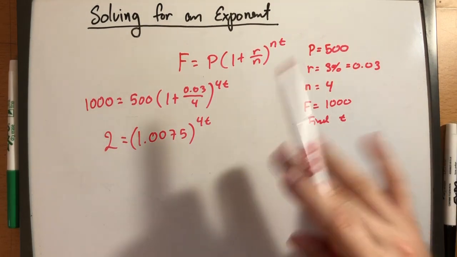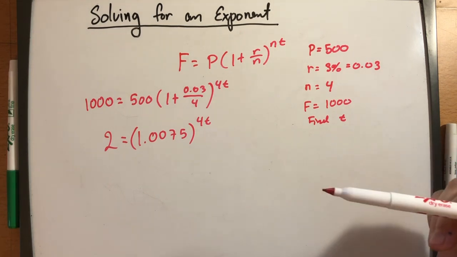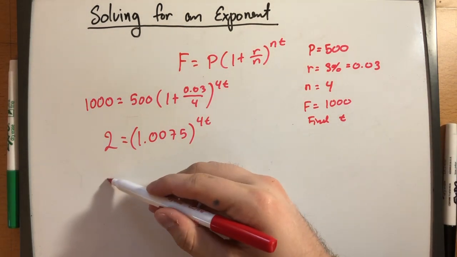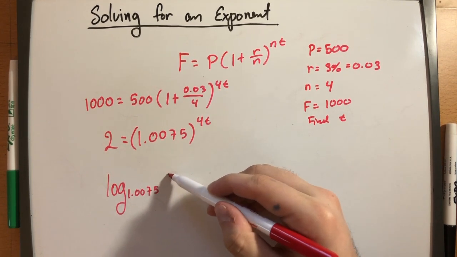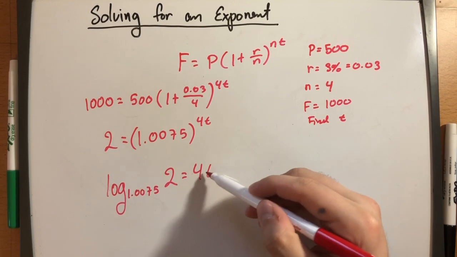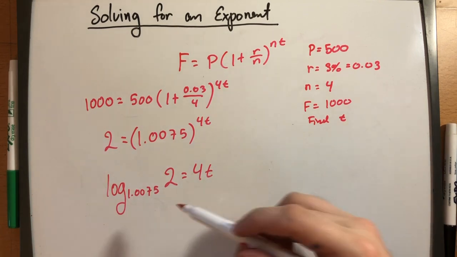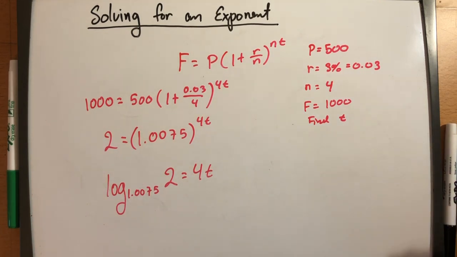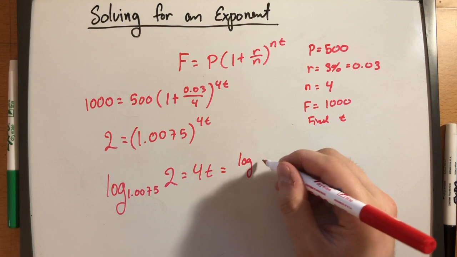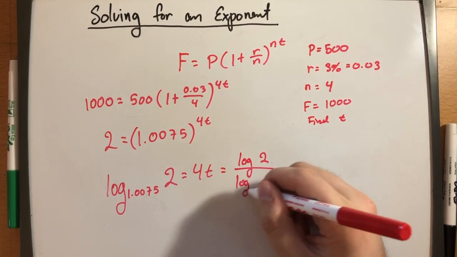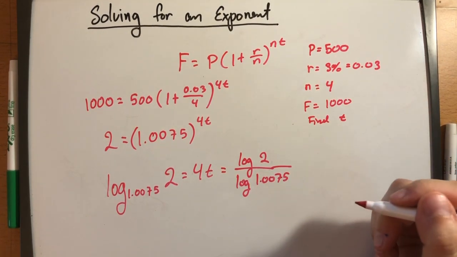Now we have everything. There's nothing else we can do to simplify this problem. But now we can rewrite this as a log. So we could say that this is log base 1.0075 of 2 is equal to 4t. Now, this looks kind of scary, that base there. But once again, if we use the change of base rule, we could just say that this is log 2 divided by log 1.0075.